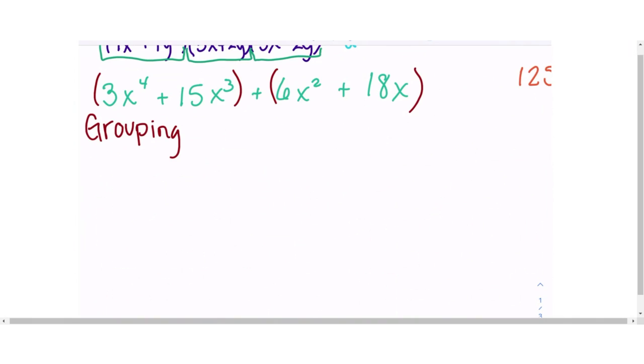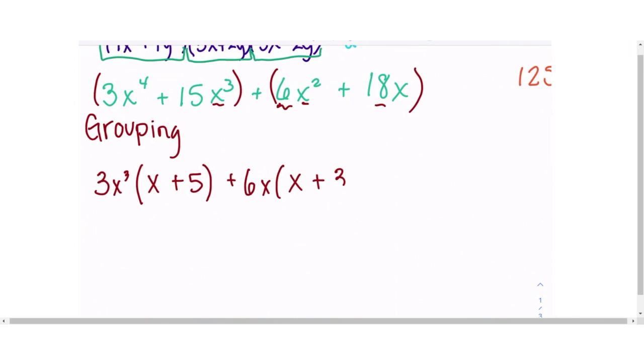So out of 3x to the fourth and 15x to the third, they both have a 3 in them, right? And then the highest x is going to be x cubed. That looks good. And what's left is going to be just an x and then plus 5. That worked nicely. And then this one, I can see from 6 and 18, a 6 and an x comes out of both of those. And I'd be left with x plus 3.